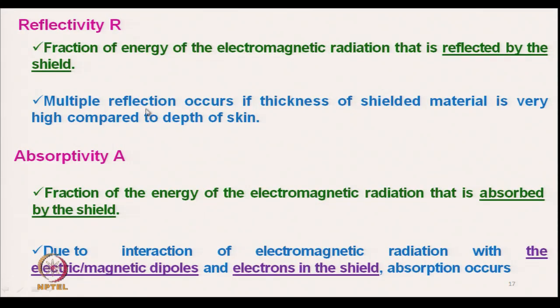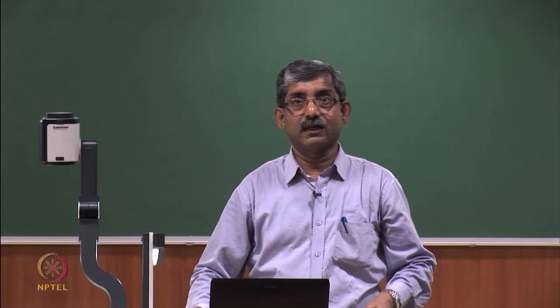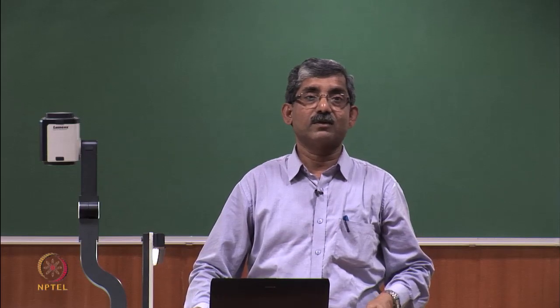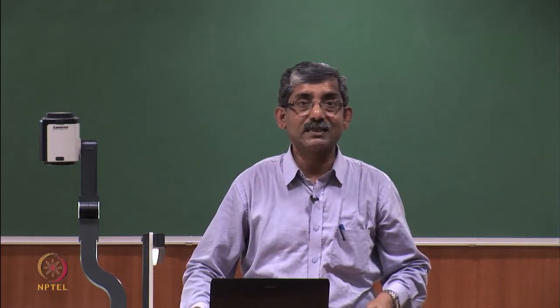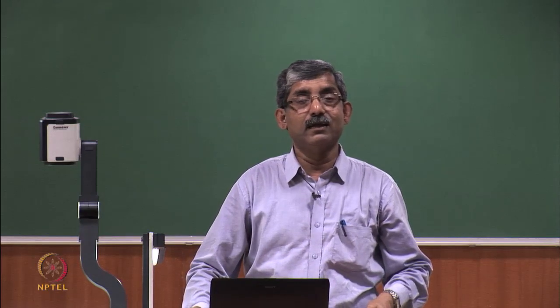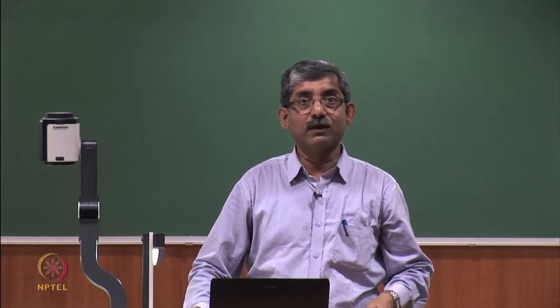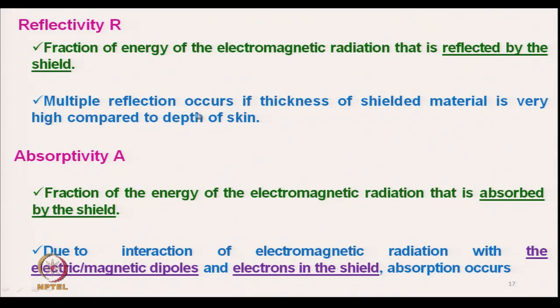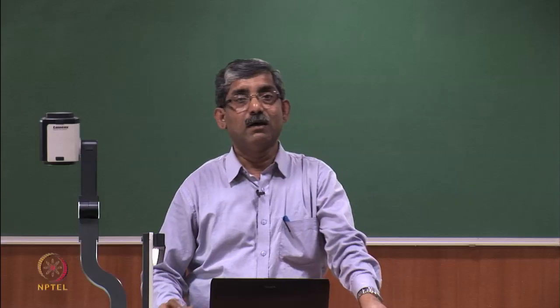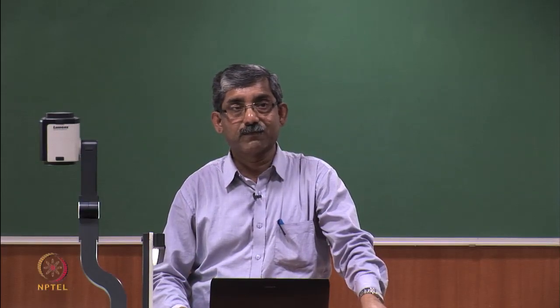So, the terms which we can use, one of these is reflectivity, which is expressed by R, that is the fraction of energy of electromagnetic radiation that is reflected by the shield material, and it may include the multiple reflection also. Multiple reflection occurs if the thickness of the shielded material is very high compared to the skin depth. So, there will be multiple reflection.